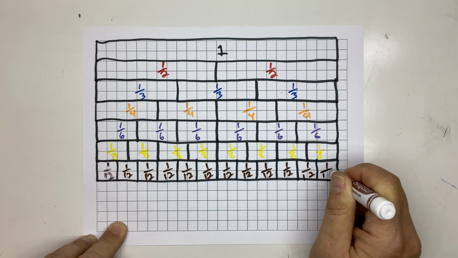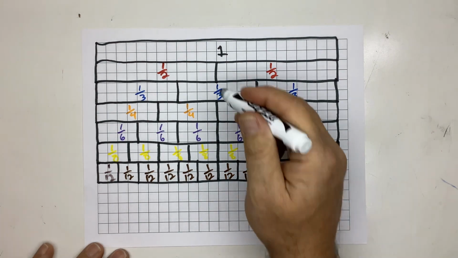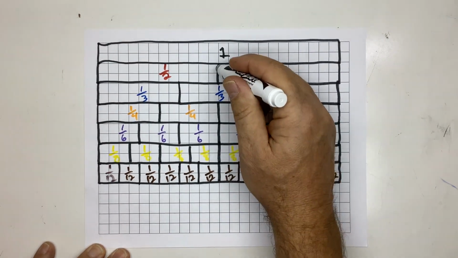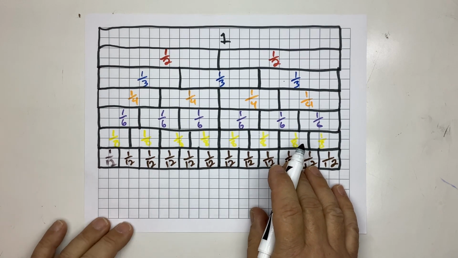And 12 12ths. Okay, now with my strip diagram like this, it's really easy to pick out all my fractions that are equivalent to each other. Okay, so I could start with a half. See, I have a lot of things lined up with a half right here.